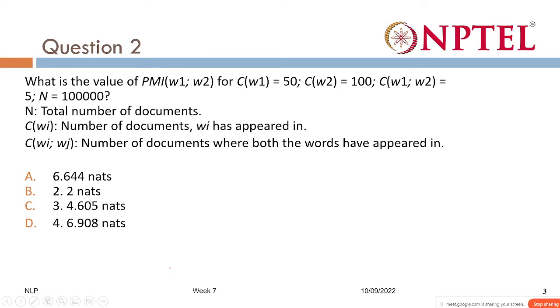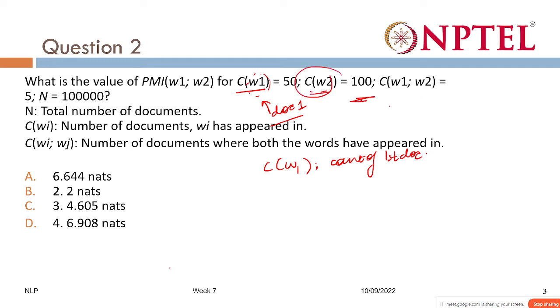Question 2. So here you have been given the counts of documents, CW1. Consider it as your first document. So the count CW1 refers to the count of the first document, and similarly, CW2 refers to the count of the second document.